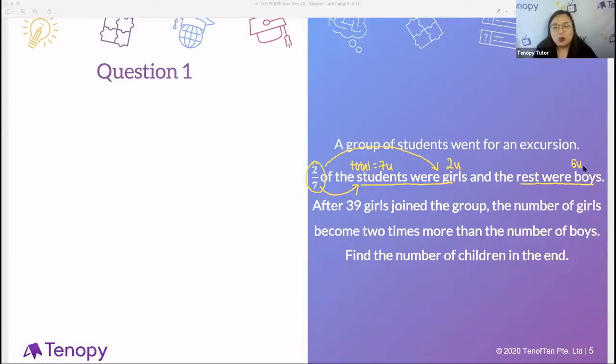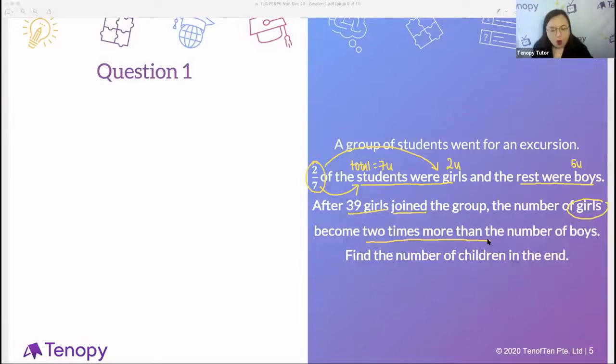Now, after 39 girls joined the group, the number of girls became 2 times more than the number of boys. Now, this is a little bit tricky. If you read the statement, they mentioned 39 girls joined the group. Now, the girls became 2 times more than the number of boys. What is 2 times more than the number of boys?